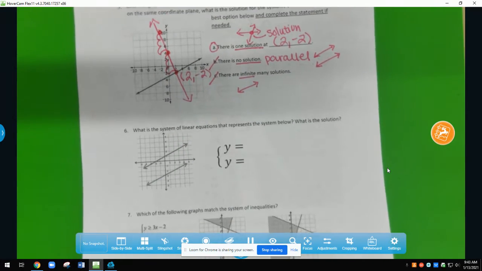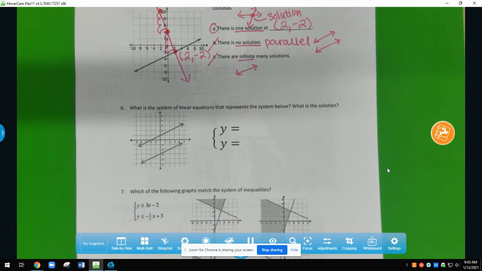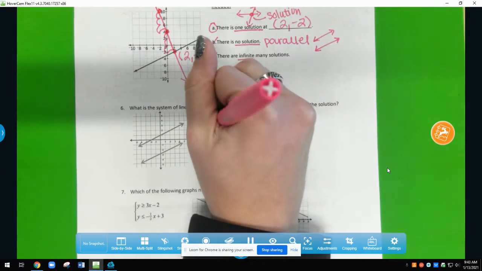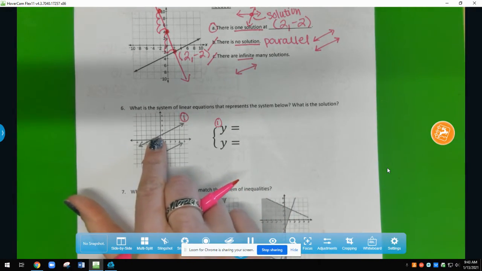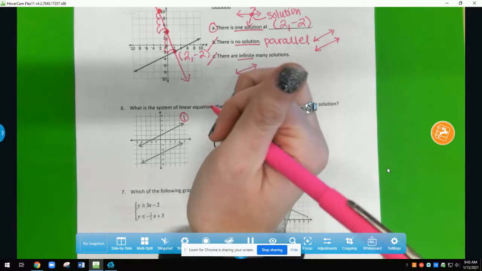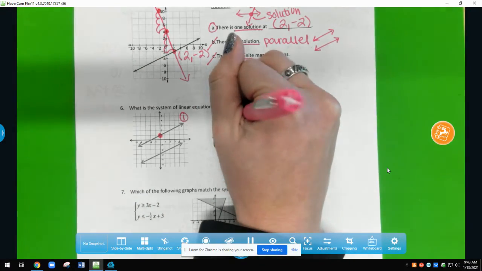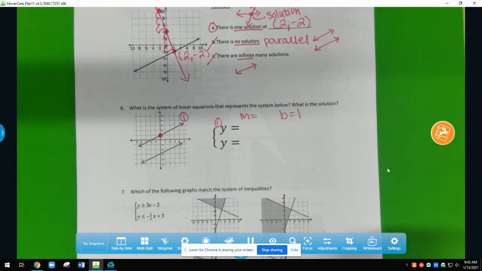Okay, what is the system of linear equations that represents the system below? And then what is the solution? So let's write the equations first. I'm going to use this line first. I always want to find the y-intercept. So my y-intercept is 1. We need the m and we need the b. So the b for the first one is 1.